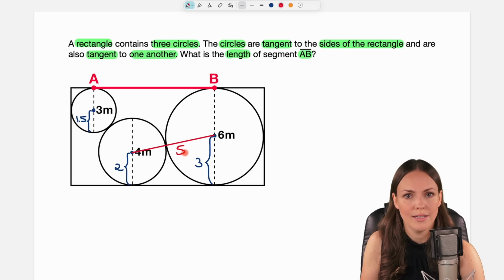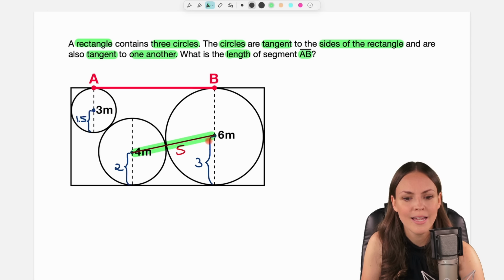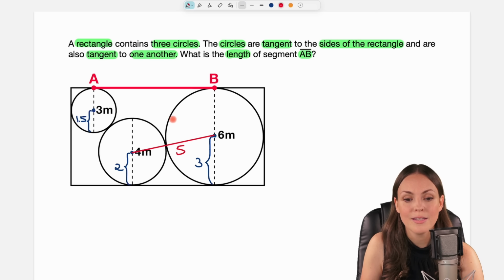And the question is, why is this actually a straight line? Because it consists of this part and of this part, but why does it transition smoothly into one another? The reason is because these circles touch each other here.